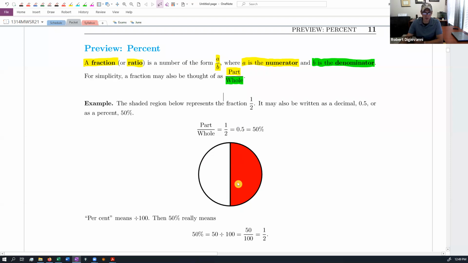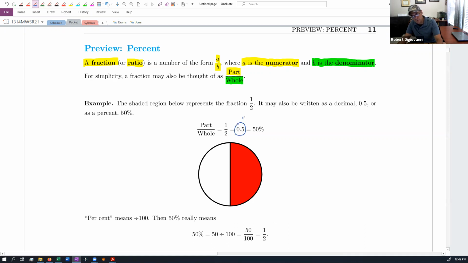So if you look at this picture, we have an entire, let's say, pizza, right? And if we take this pizza and cut it into 2 equal pieces, and we take just one of them, the red shaded area, then we have taken part of the whole, right? We've taken one part out of the whole, which has been cut into 2 pieces. So 1 divided by 2 as a fraction is written 1/2, but if you get on your calculator and do 1 divided by 2, you get 0.50.